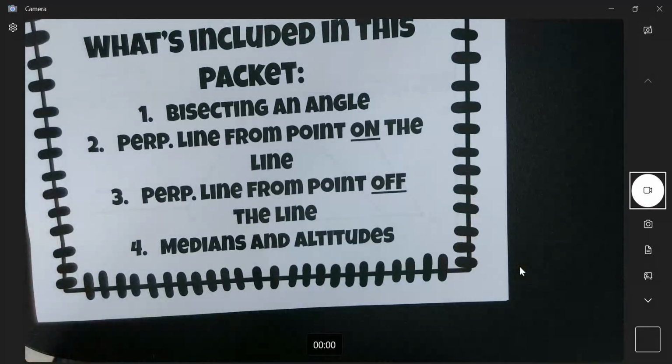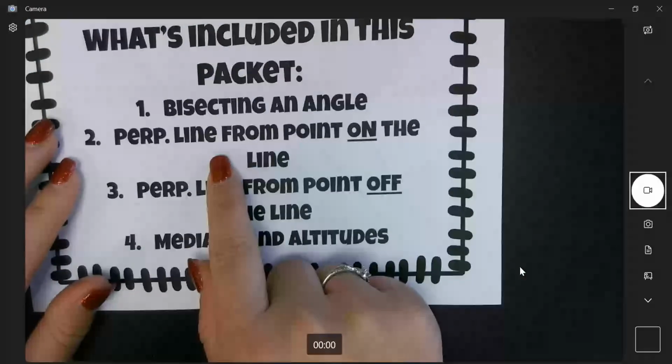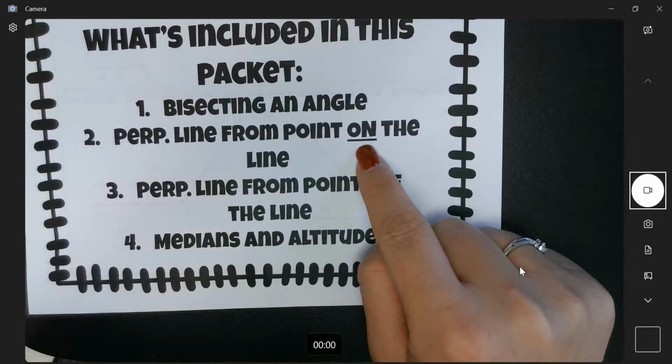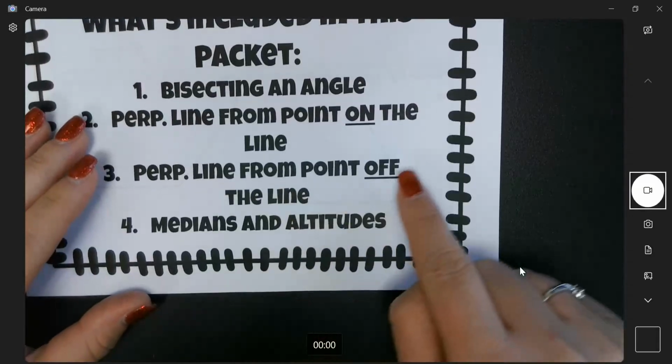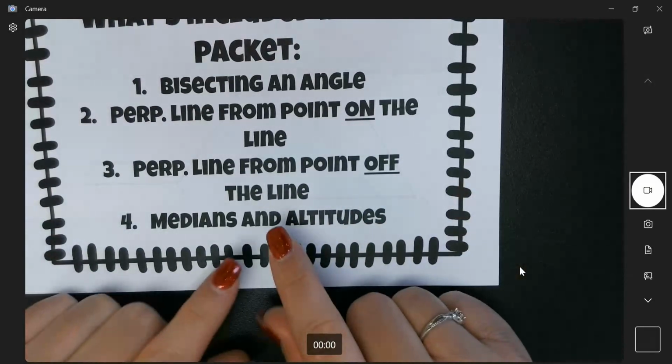So we're going to look at bisecting an angle, constructing perpendicular lines from a point that's on the line, and perpendicular lines from a point that's off the line. And then we're also going to take a look at medians and altitudes.